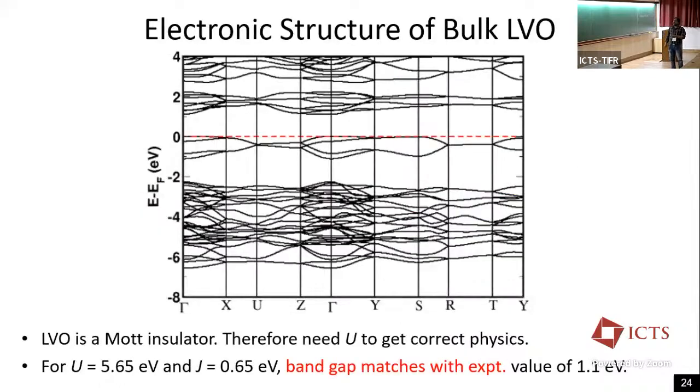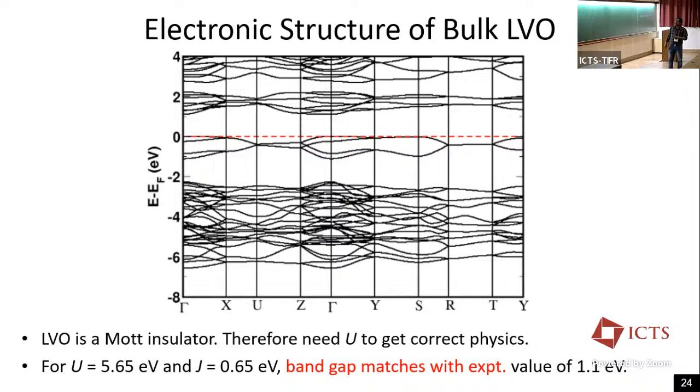Now coming to the bulk LVO result, which is also an insulator, but it is a Mott insulator. Okay, so that means if you do not take care of the strong electron-electron correlation, it emerges as a metal, which is not true.